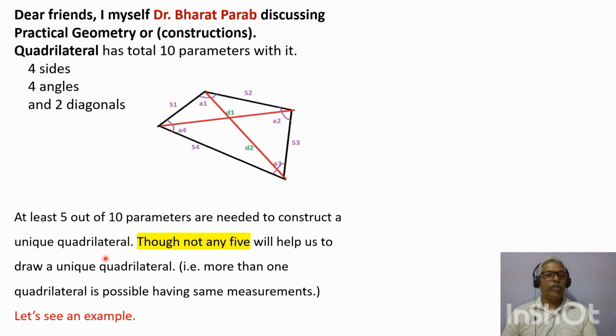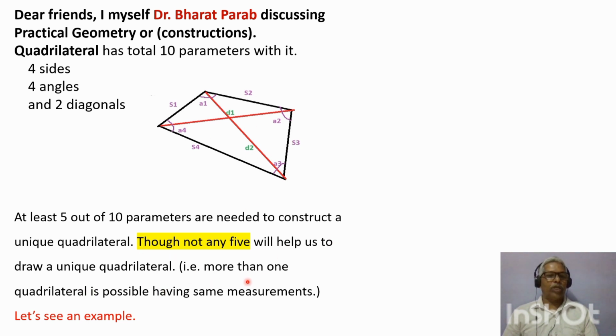What is unique? Unique means only one can be drawn. If you try to draw another one, that will be overlapped on it. We will come to know the exact meaning of this as we proceed further. For the time being, go through this comment. Though not any five will help us to draw a unique quadrilateral. Not that any five are given. So we will study what this sentence means.